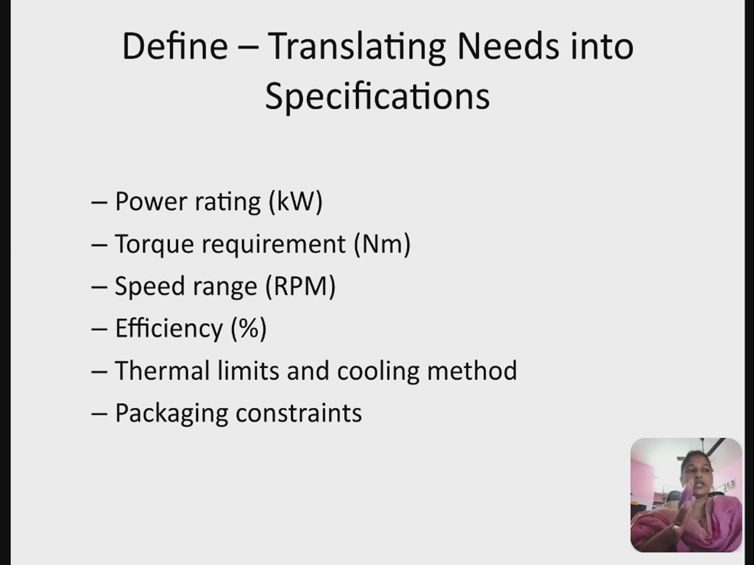For example, if the vehicle is for hills, we need high torque, right? If the vehicle is for sports purposes, we need a high power rating, right? So in this manner, these parameters need to be considered while selecting a motor.